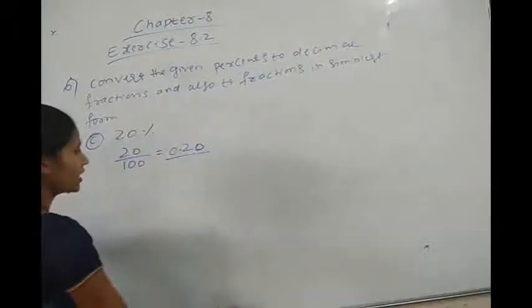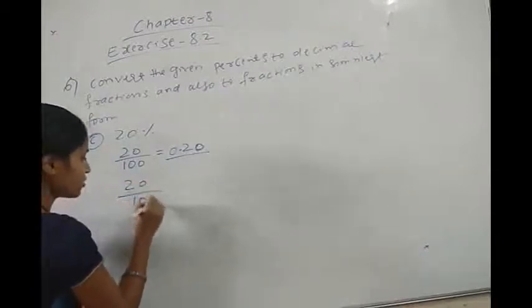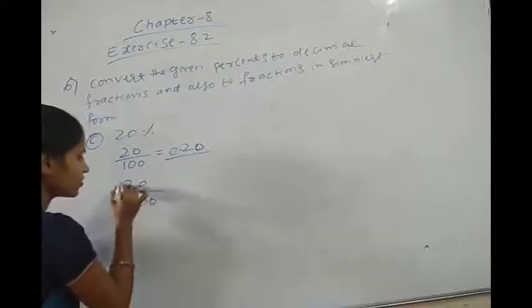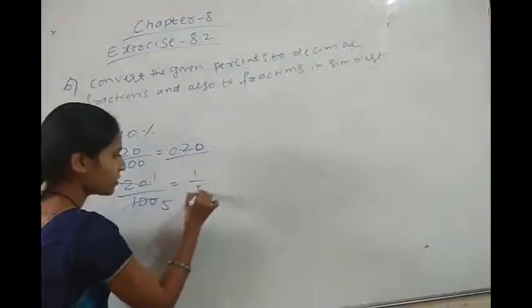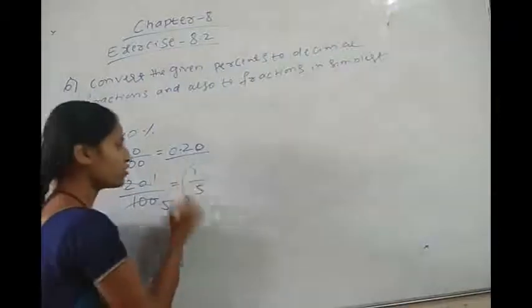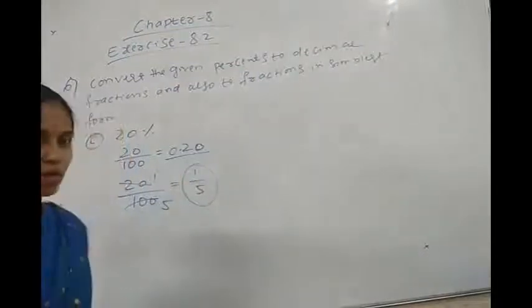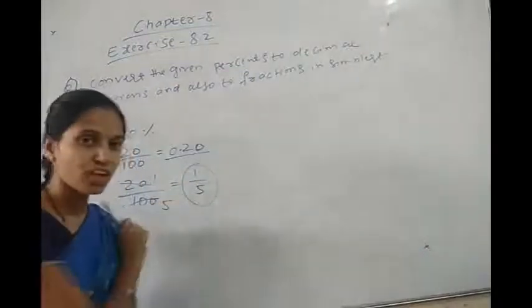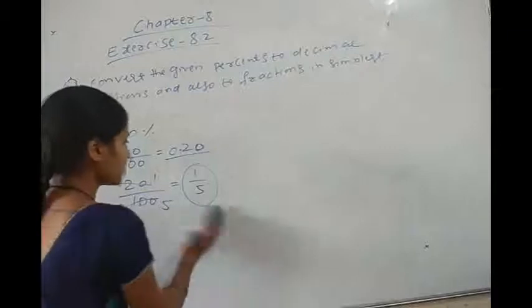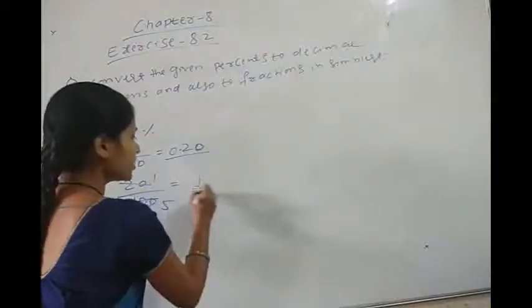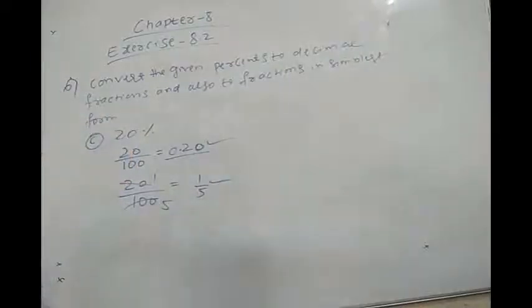Now to write this 20% in terms of simplest form fraction, I will write 20 divided by 100. So I will divide this: 20 1s are 20, 20 5s are 100. 1 divided by 5. So check whether 1 by 5 is in its simplest form or not. Yes, it is in its simplest form, because except 1, 5 and 1 are not having any other factors in common. So 0.20 and 1 by 5 are the required answer for question number C.